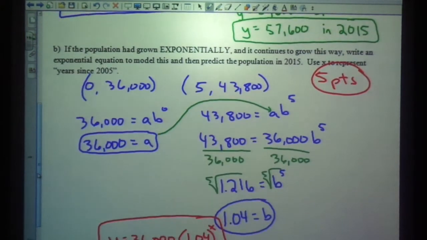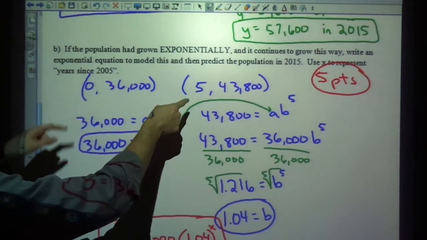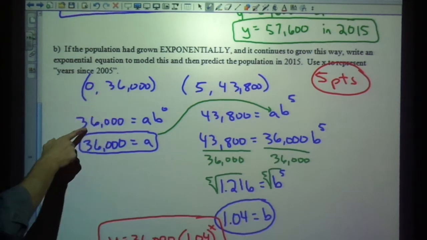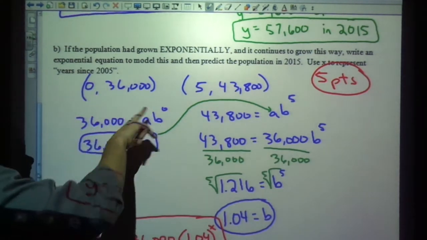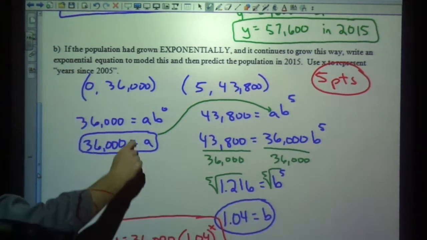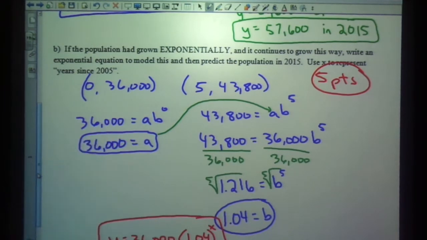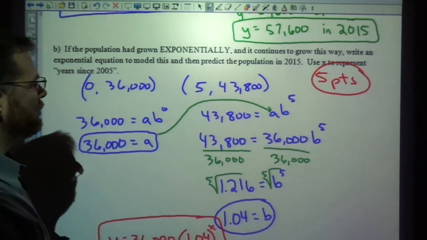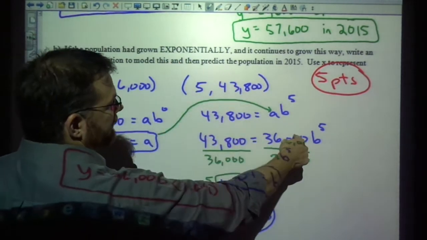For the exponential one, I've got 2 points again. I use my process to figure out I can set this up: a times b to the 0. Anything to the 0 is 1. So a is equal to this. We can set this one up from those points. Plug this in. We get this.